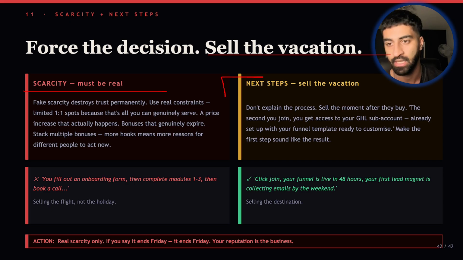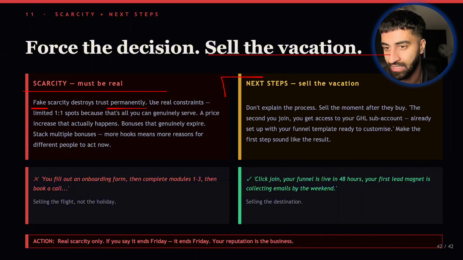So scarcity, it must be real. Please get this in. If you want to, you can decide to do this or not. Scarcity must be real. If you say there's 10 spots, there's 10 spots, and anyone that comes after, you have to say no to, because the worst thing you can do is exchange your credibility for a bit of money. Don't do that. Fake scarcity destroys trust permanently.